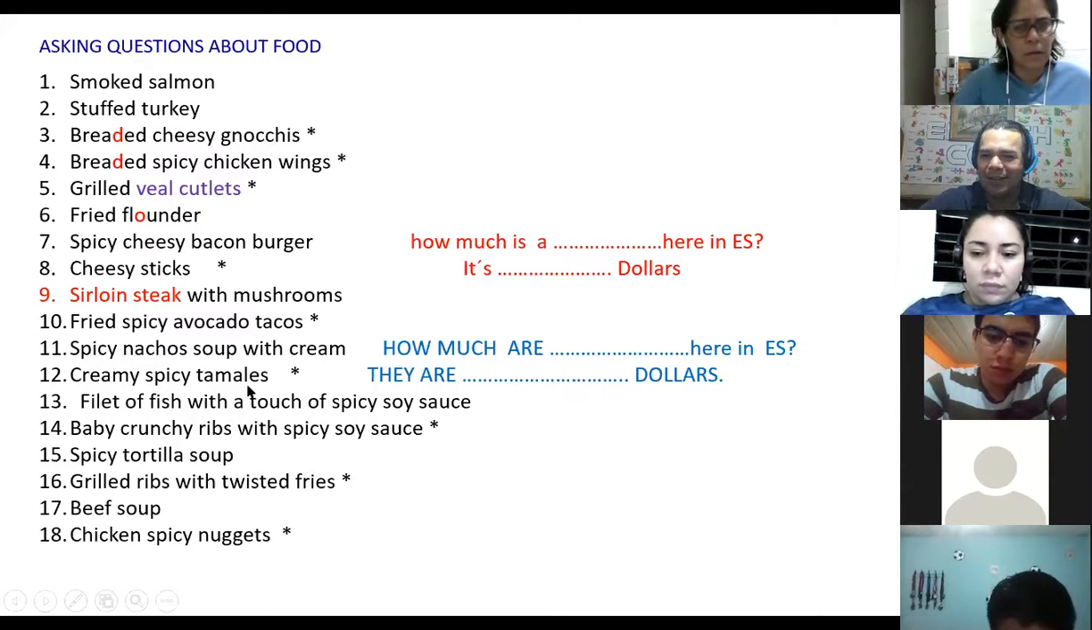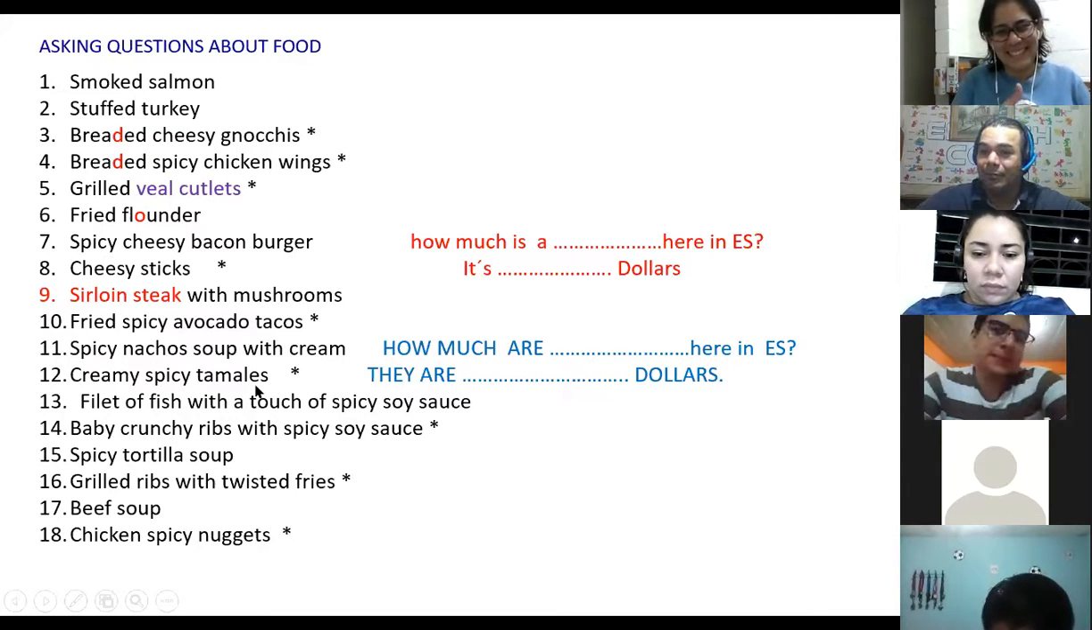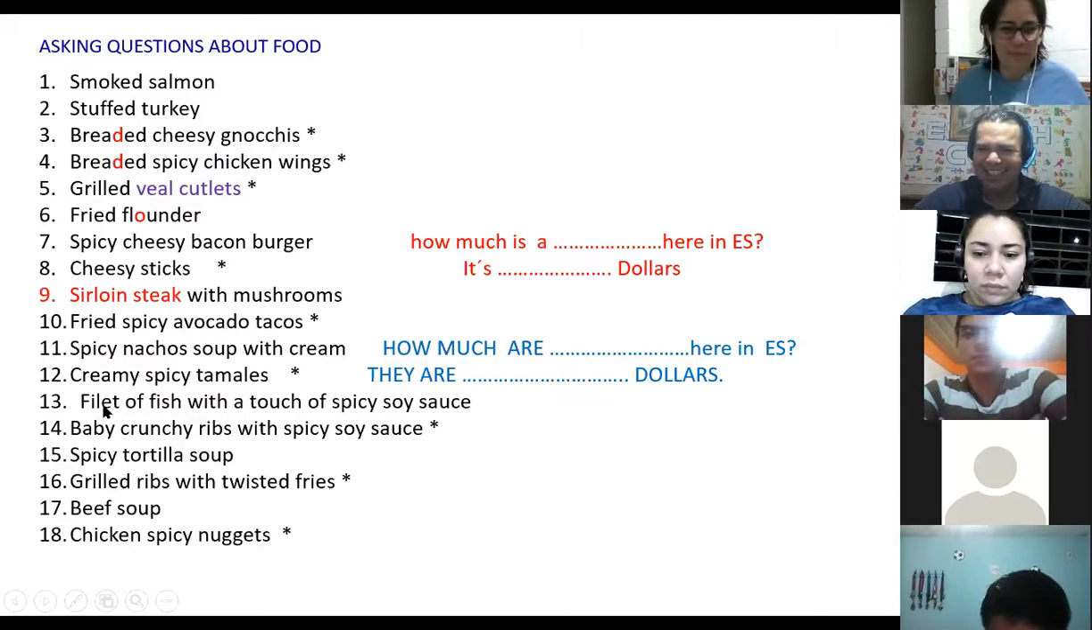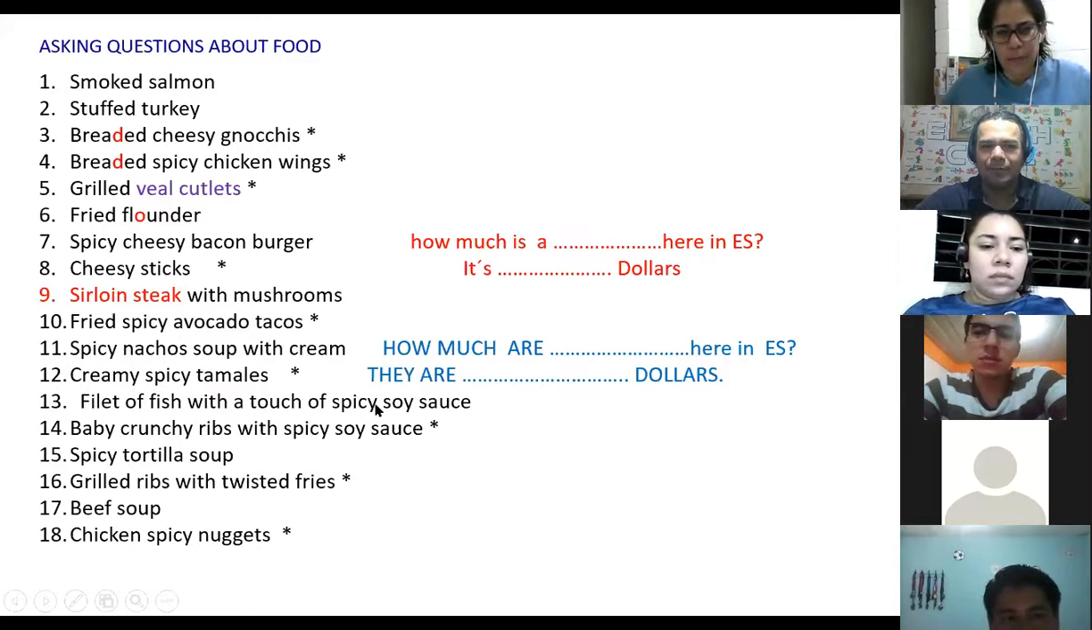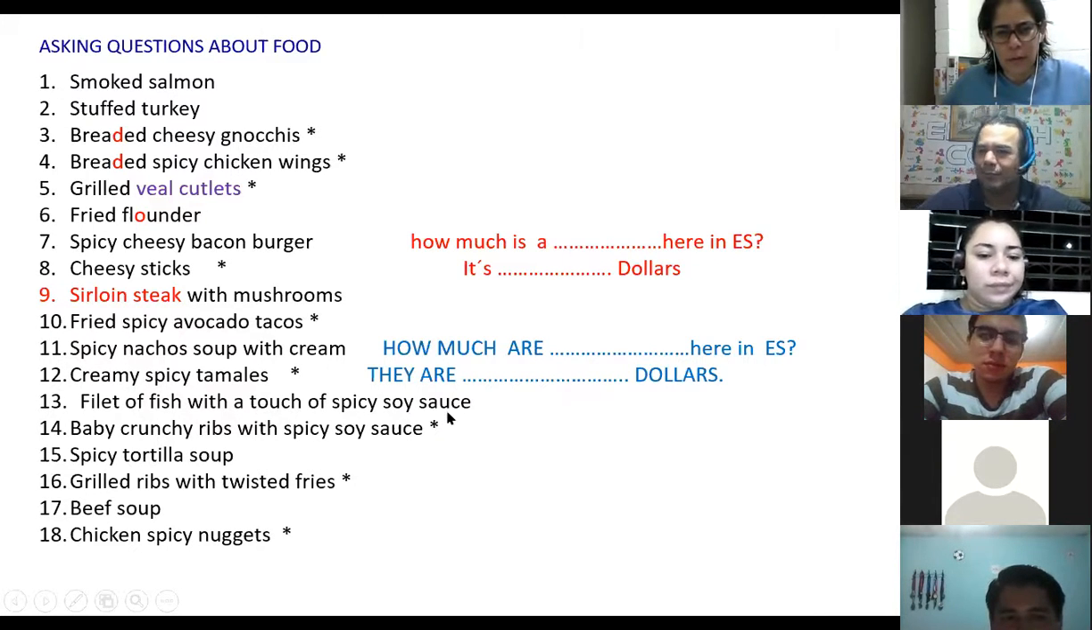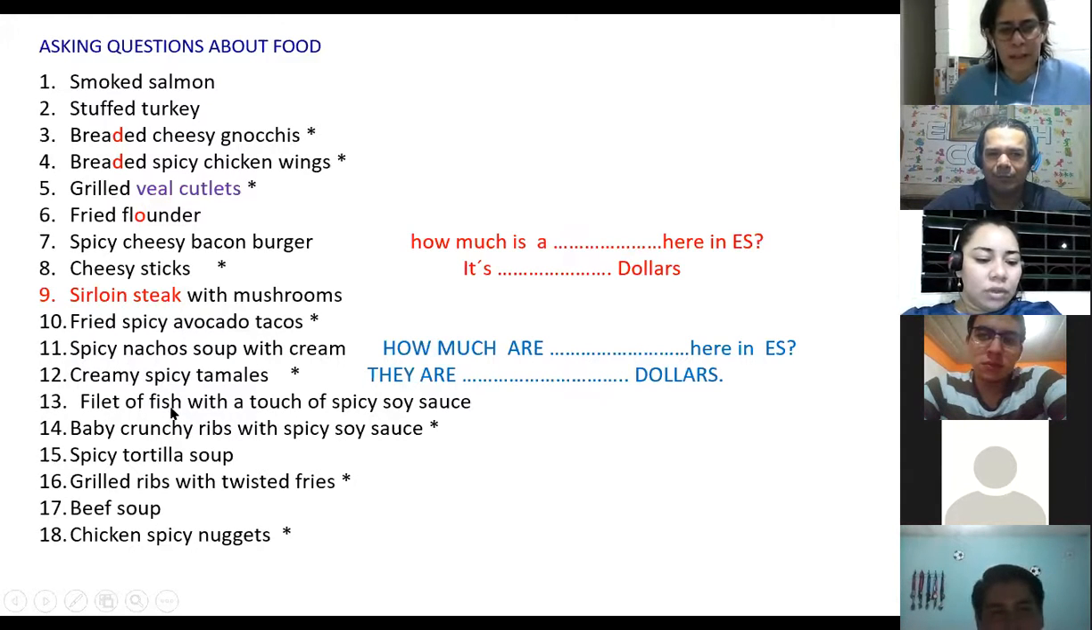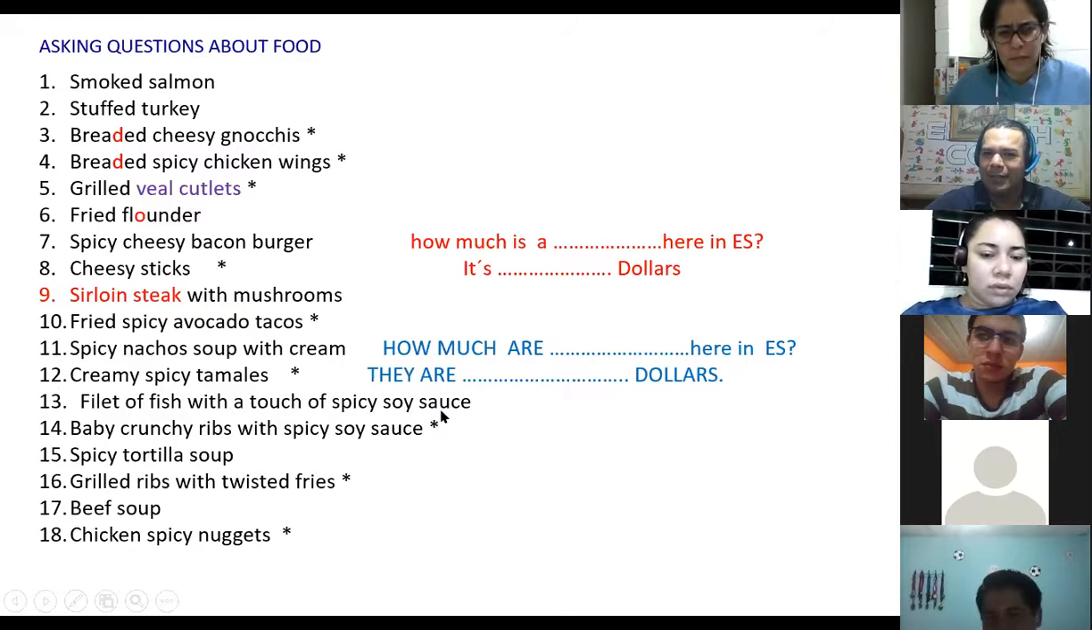Spicy tamales. Tamales picantes con crema. I like it, delicious. Continue, number 13. Fillet of fish with a touch of spicy soy sauce. Okay. Filete de pescado con un toque de picante, salsa de soya. Excellent. Soy sauce, salsa soya.